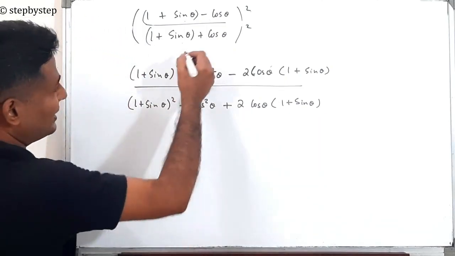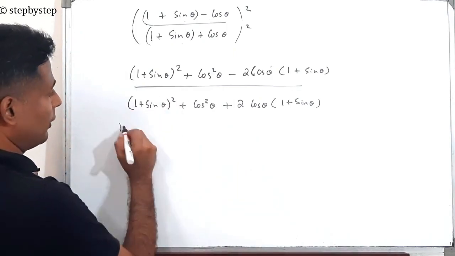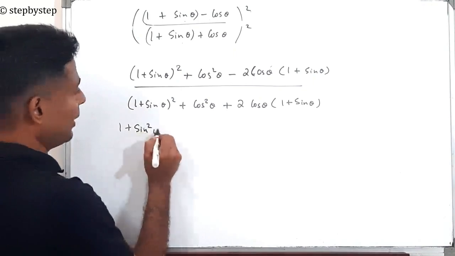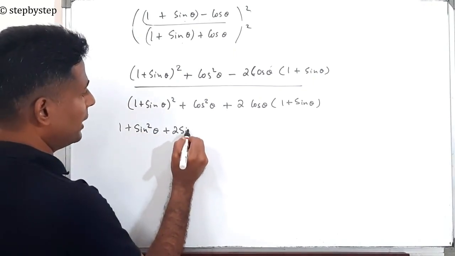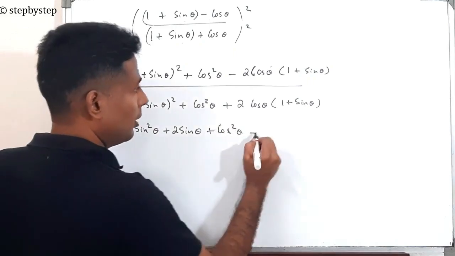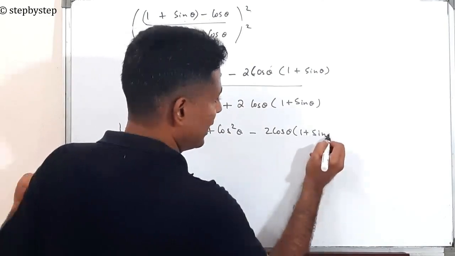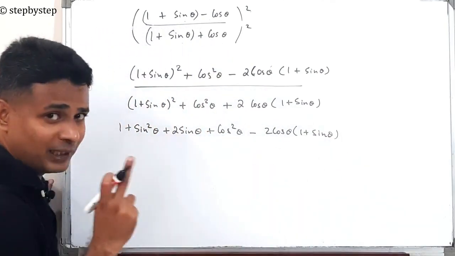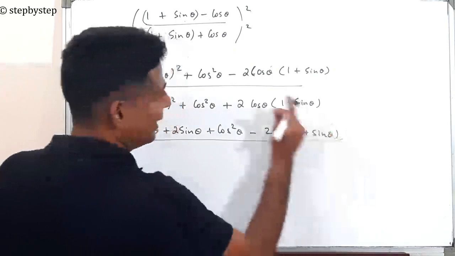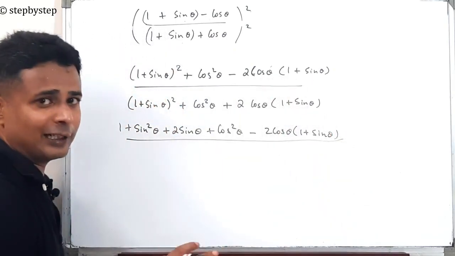Now here 1 plus sine theta whole square, again a plus b whole square formula. So a square, that is 1 square is 1, plus b square plus 2ab, that gives us 2 sine theta, plus cos square theta minus 2 cos theta into 1 plus sine theta. Again guys, don't be in a hurry to open this bracket, remember. Because when we open this bracket, we are not getting anything. That is the reason I am not opening it right now.